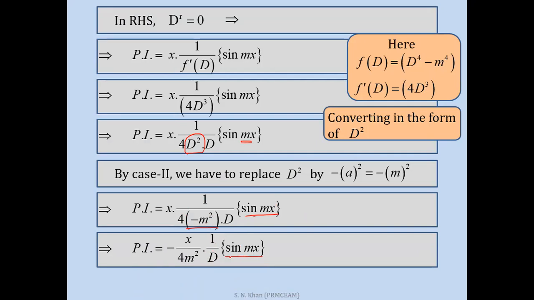Until the operator is removed, we have to continuously solve this. Now we know that if you want to apply case number 2, we need d square. But here there is no d square term. We are having only d. So if we want to convert it into d square, we can multiply it by d and divide it by d.